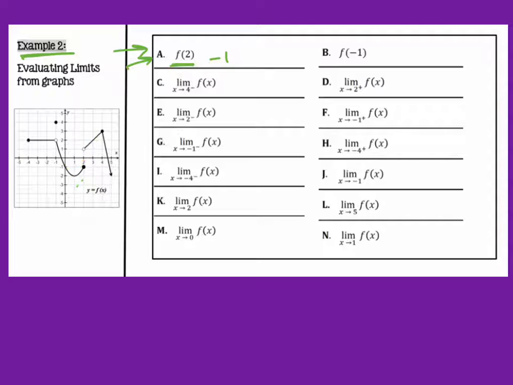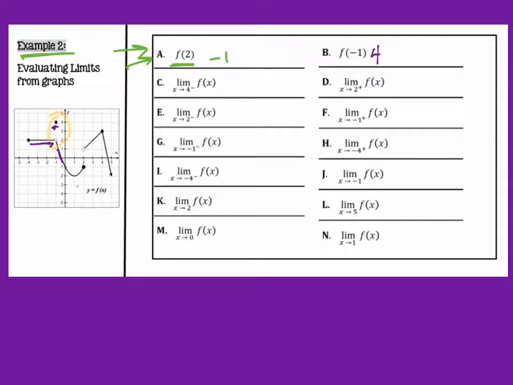B asks us, what is f of -1? So what is y when x is -1? Now we're looking at this group. Well, if I'm following the graph, it goes like this, and then it has an open hole and a solid dot up here, which is a jump discontinuity, right? And then it continues on. But if we want to know what the function actually is, it's got to be the y where the dot is. So this would be 4.